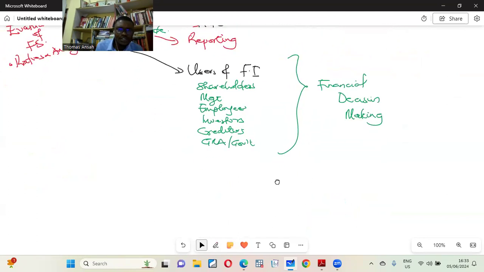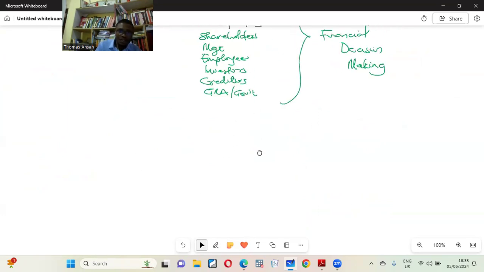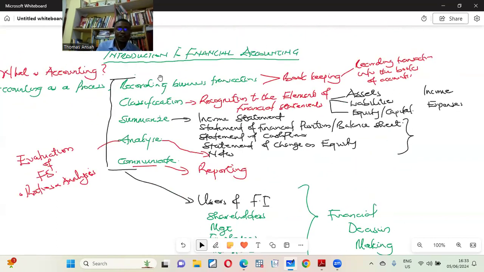Knowing this, the next step is to learn what we call the accounting equation. This equation is the basis for all forms of accounting. We will do it after we've done the recording of transactions. How do we record? We will need some understanding. So let's pick up the basic thing, the accounting equation. It's a very basic thing, but the most important thing any accountant should know.